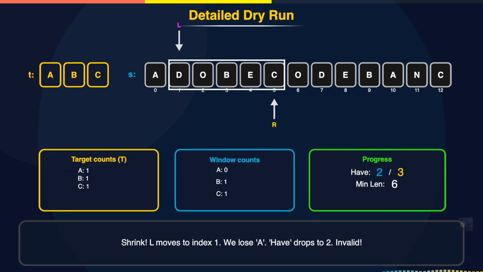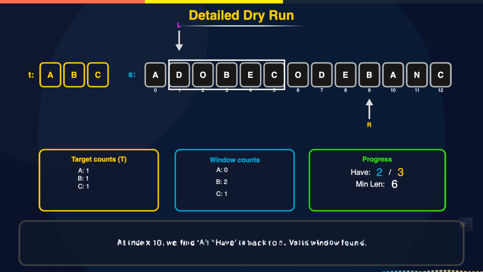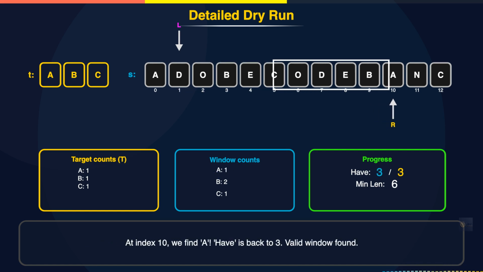At index 9, we find B. We already have a B, so while the window count increases, our have count stays at 2. We still need an A. At index 10, we find A. Have is back to 3. Valid window. But it's huge, DOBECODEBA.